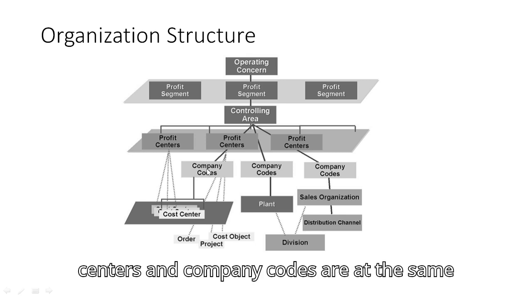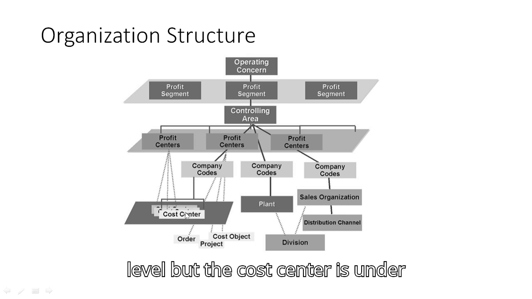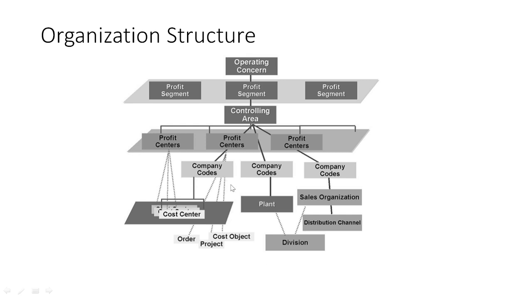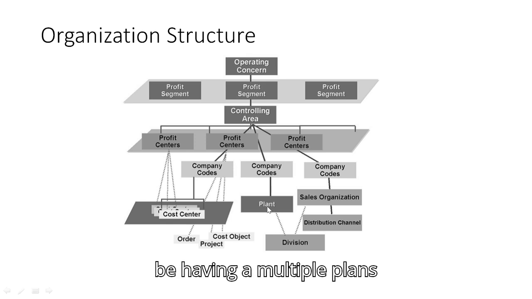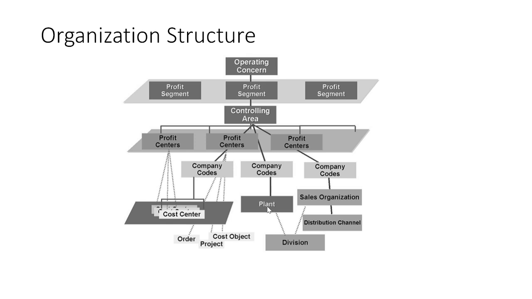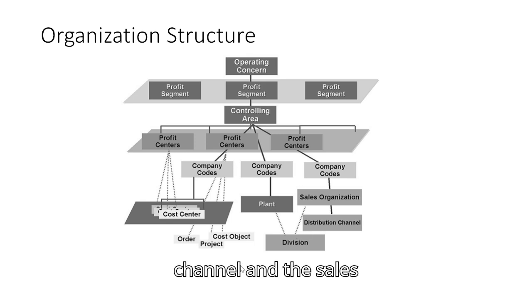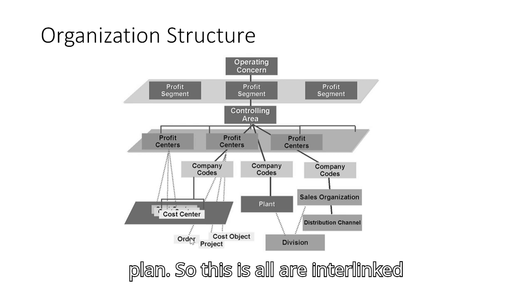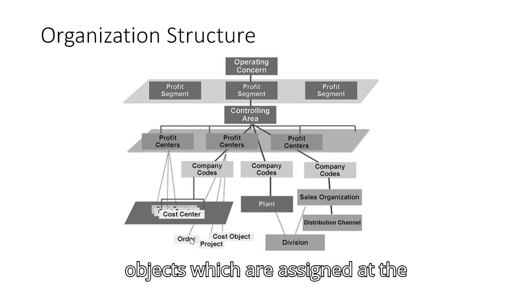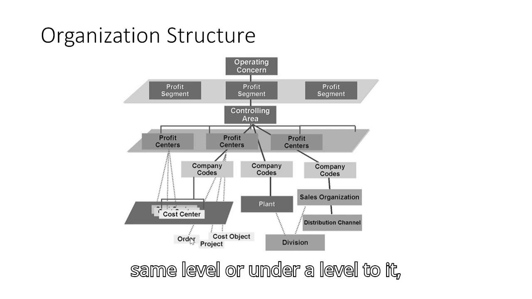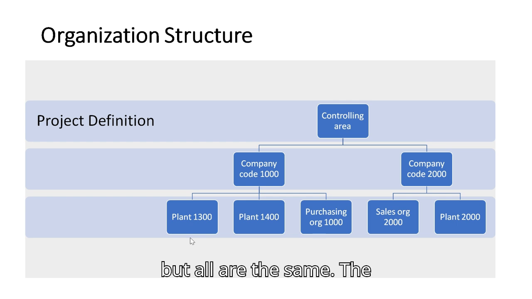Profit centers and company codes are at the same level, but the cost center is under the company code and profit center. Similarly, under the company code, you'll be having multiple plants. And under the company code, you'll be having the sales or distribution channel, and the sales org is again assigned to the plant. So these are all interlinked objects which are assigned at the same level or under a level to it.